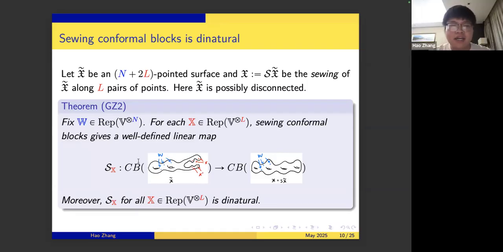Yes, I use the C2 cofinite condition to obtain the differential equation, and this is perhaps the most important use of the C2 cofinite condition. The most important part is that the higher genus differential equation is guaranteed by the C2 cofinite condition.